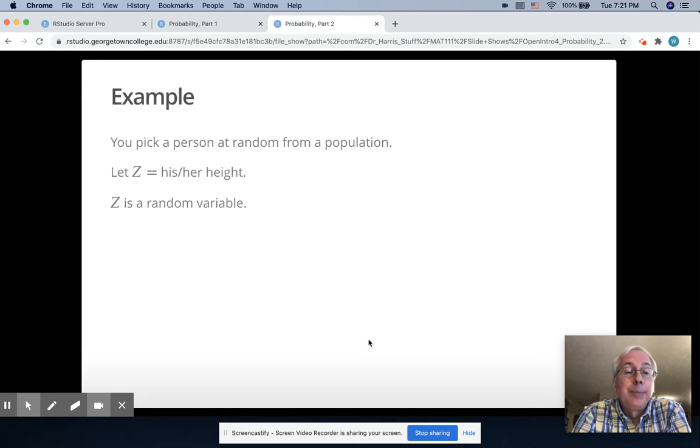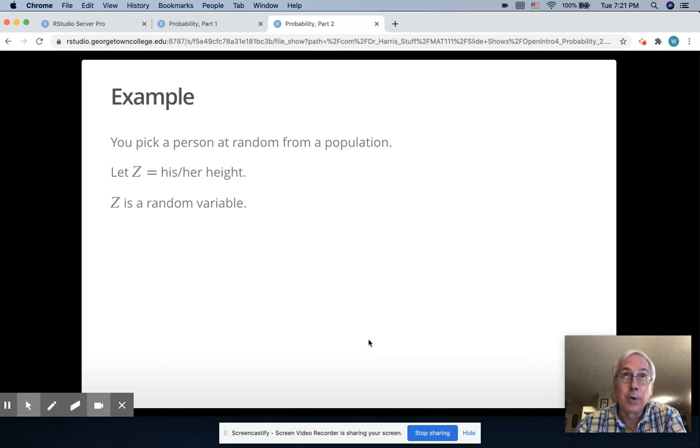Another example, pick a person at random from the population, measure their height. Since you don't know what the number you're going to get for the height is going to be before the person is chosen, you're getting a numerical value associated with the outcome of a random process. That's a random variable.